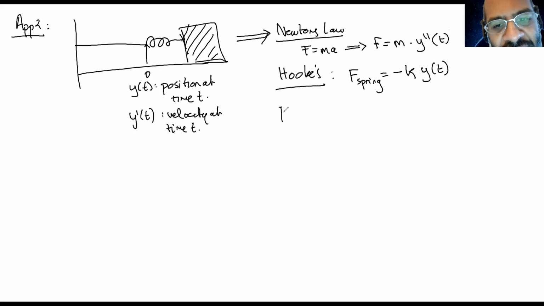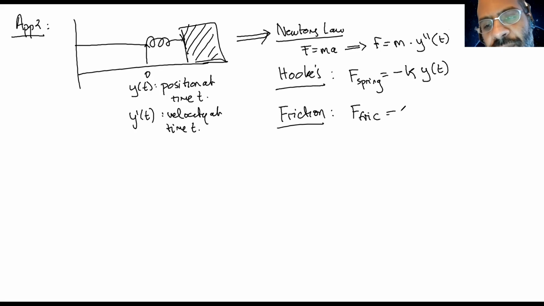And then I finally have the law of friction, where the amount of friction is going to be proportional to the velocity. So the faster it moves, the more friction. And again, it's going to go in the opposite direction of the velocity, so it's minus c y prime.